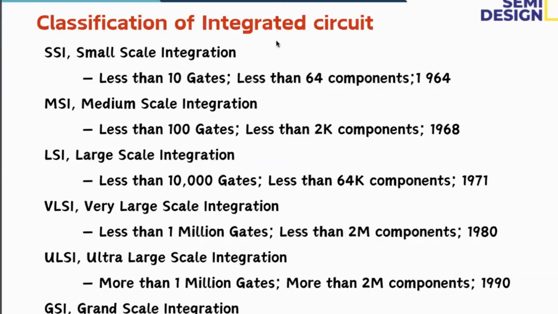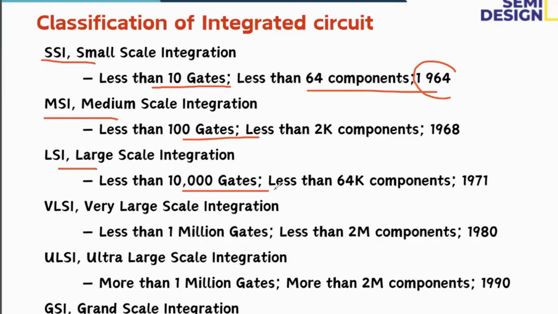So this is the classification of integrated circuits. Up to now, we have seen very large scale integrated circuits. So how has the very large scale integrated circuit evolved? From small scale integration, it had only 10 gates, that means less than 64 components, in 1964. Then we moved to medium scale integration, nearly 100 gates, and then large scale integration, nearly 10,000 gates, and very large scale, 1 million gates, ultra large scale, more than 1 million gates, and grand scale integration, GSI.